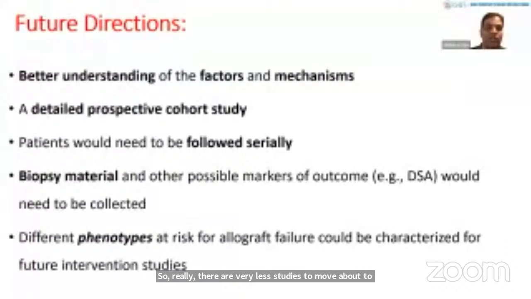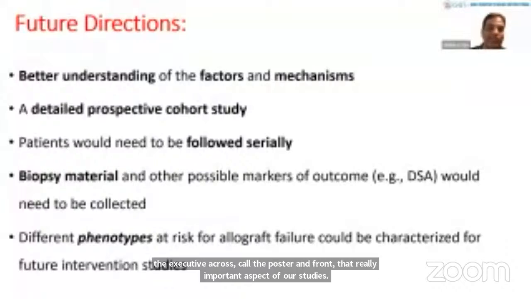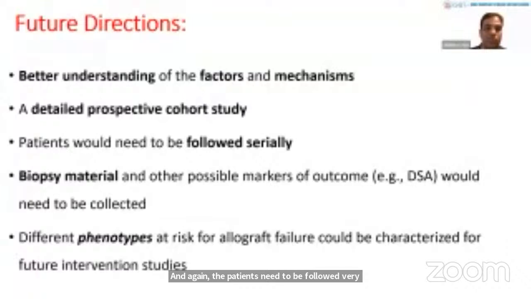So really, there are very few studies to know exactly what the cause of post-transplant proteinuria is. Prospective cohort studies are really important. And again, the patients need to be followed serially to monitor the proteinuria, and the biopsy material as well as possible markers of the outcomes like DSA would be really helpful. And the different phenotypes at risk of allograft failure could be characterized for future interventional studies, because different types of patients may need different interventions. So that is also more important.